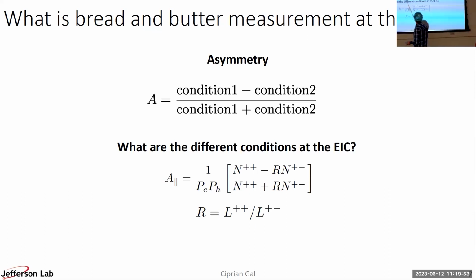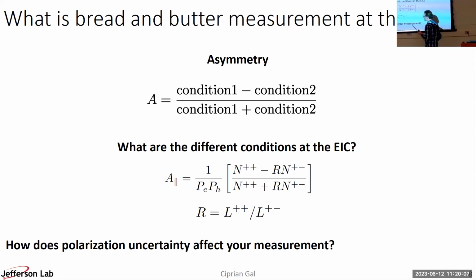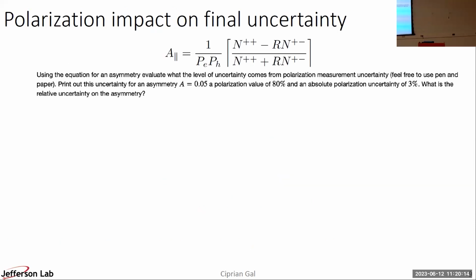So in fact, the important part is the higher the polarization, the bigger the effect. And that's why it's actually one over the polarization here. So I think that takes us to the first exercise. If you go to your little Python notebooks, you have the equation for the asymmetry here.